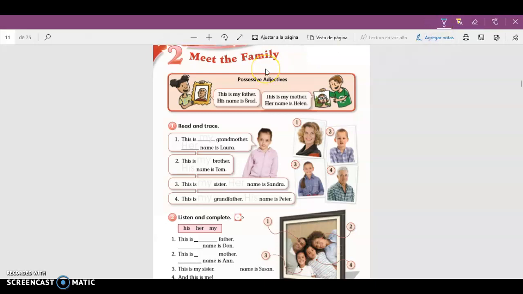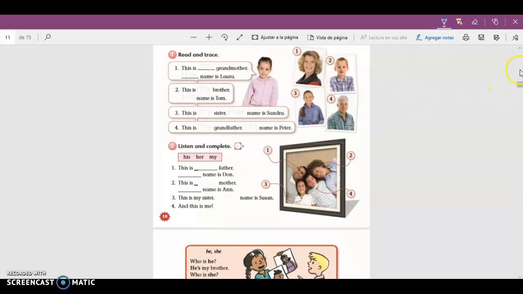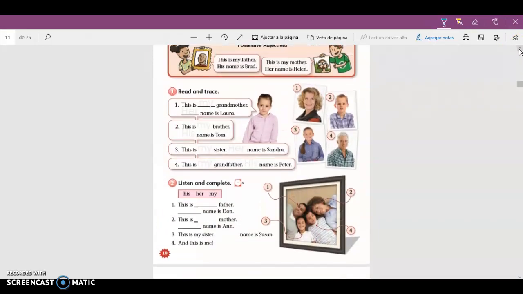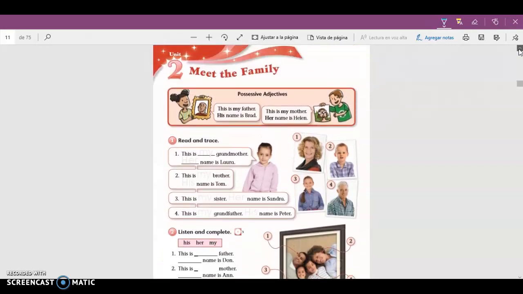Today, we're going to continue with the topic about family and social study. Here you have the activity I sent you, and these are the book pages. Okay? And this is the unit from the grammar book. Meet the family.